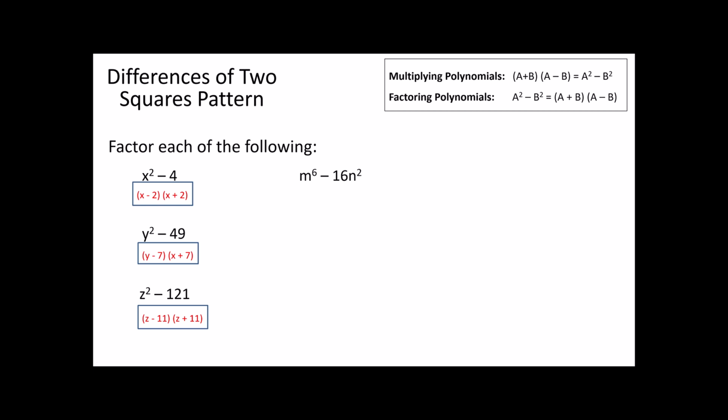That one actually is a difference of squares. Remember that m to the third times m to the third equals m to the sixth, because the rule is when you multiply like bases, you add those exponents together. 16's root is 4, n squared's root is just n. I would suggest that if you're taking notes, you make a little note here to yourself that says all even exponents. All even exponents are perfect squares.